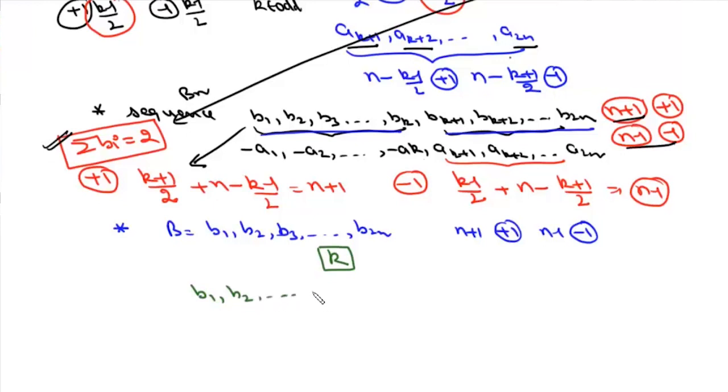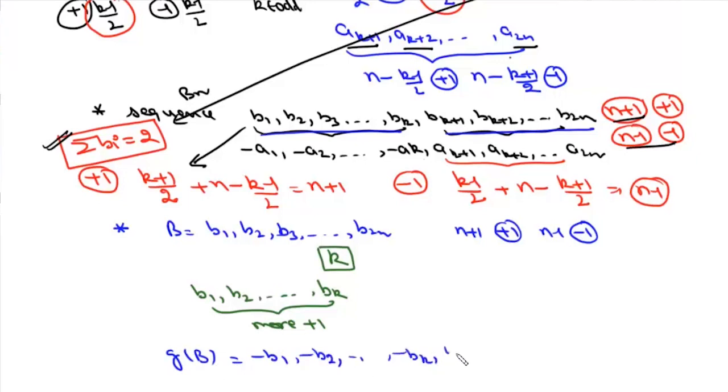b1, b2 and bk, it has more plus 1s than minus 1s. Then we can define this function gb as minus b1, minus b2 and minus bk, and then bk plus 1 up to b2n, and this is our original sequence in un. So this is the original unacceptable sequence in un.